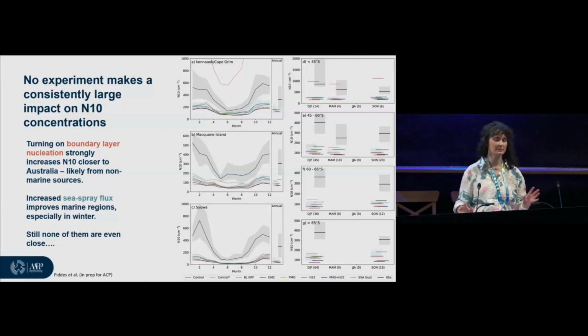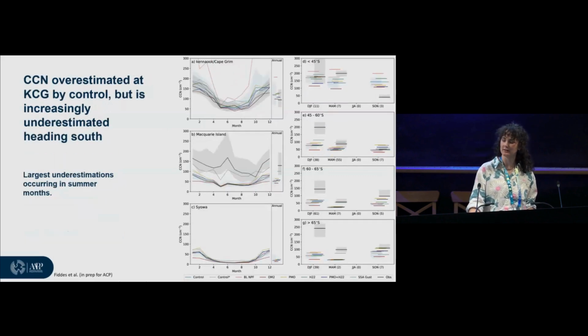For more marine-based regions like Macquarie Island, it has a small impact on the N10. If we look at the larger aerosol, it's a pretty similar story. We actually overestimate CCN at Kennedy Cape Grim here. But for the more Southern Ocean and Antarctic regions, it's a similar story of heavy underestimation.